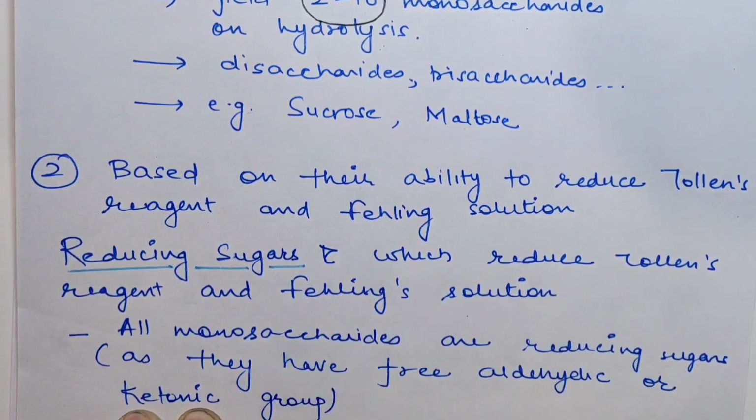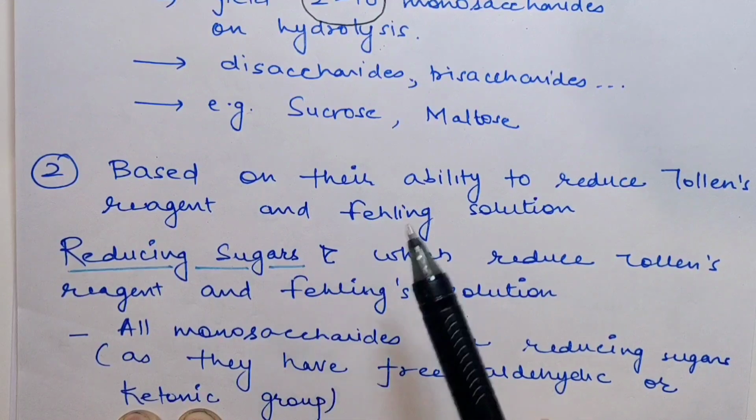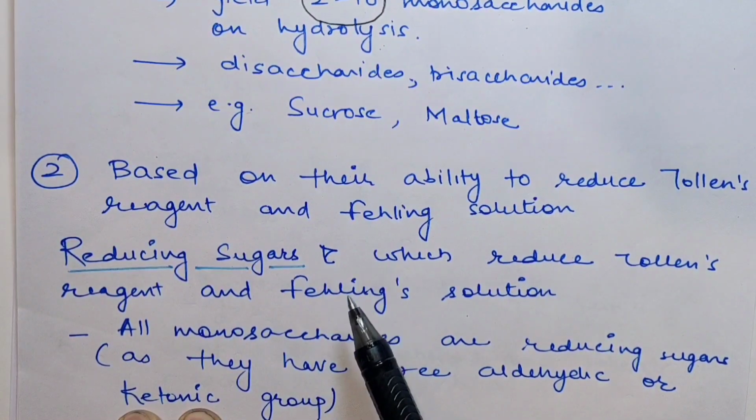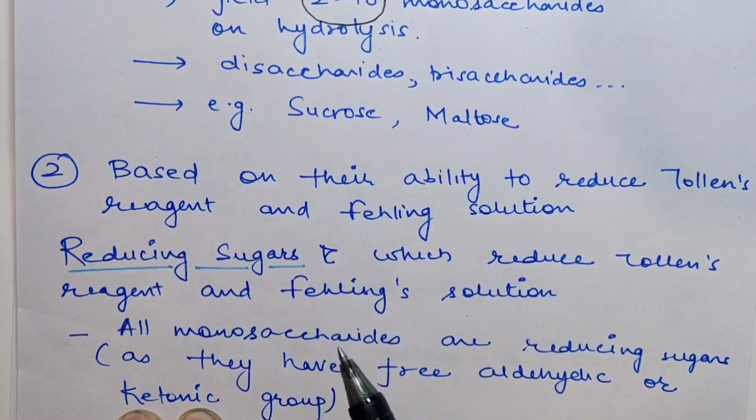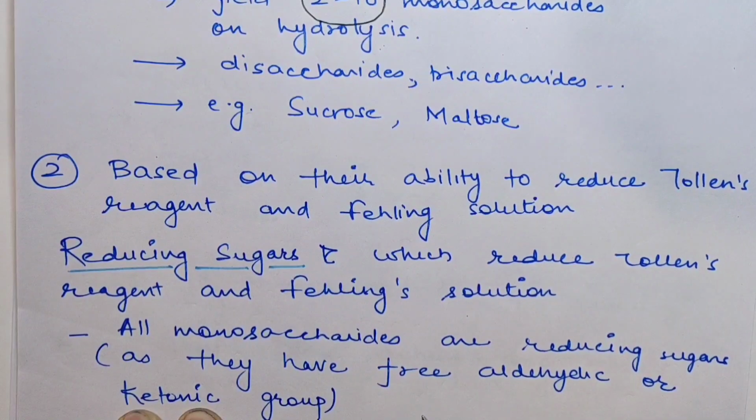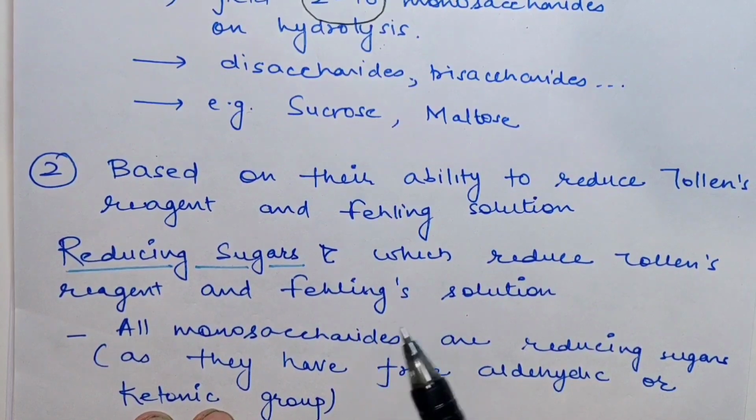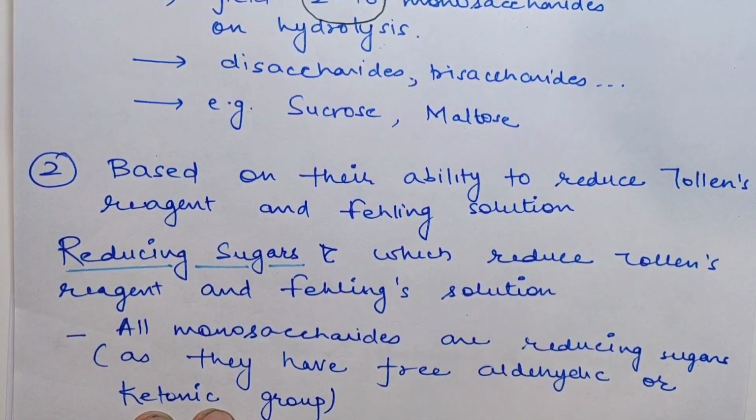Why do they reduce Tollens reagent and Fehling solution? Reducing sugars means we know that carbohydrates are polyhydroxy aldehydes and ketones, right? So aldehydes, we know, can be oxidized to acids. When they get oxidized to acids, they reduce others.